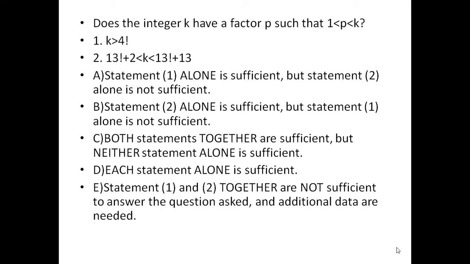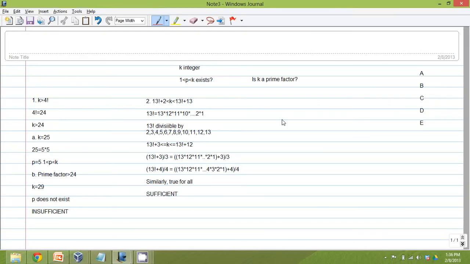The first is k is greater than 4 factorial and the second one is this one. So let's see how we're going to solve this problem. This is one of those questions in which there's no basic rule. All you need to know is what a prime number is, what a non-prime number is, how you define them, and how you work with those numbers. There's no formula, you just have to expand it and think upon it. This is how we would deal with it.